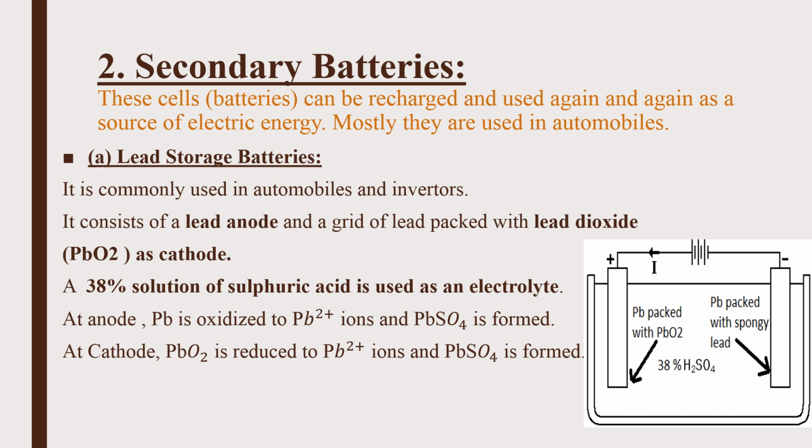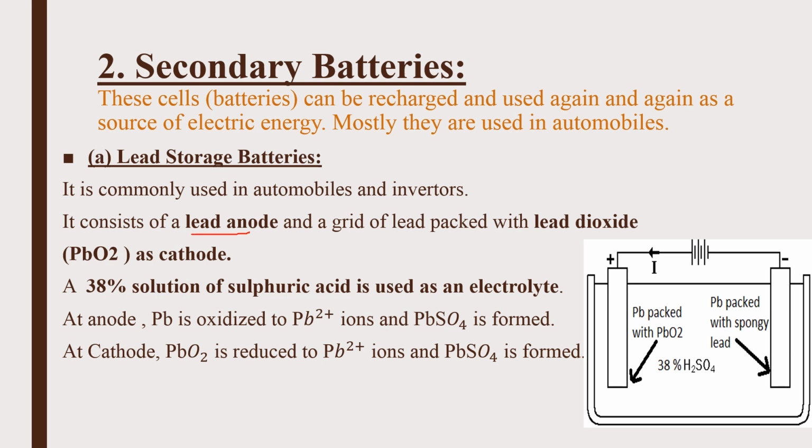Now come to the second type of batteries, that are secondary batteries. These batteries can be recharged and used again and again as a source of electrical energy. Mostly they are used in automobiles. So the first example of secondary batteries is the lead storage battery. It is commonly used in automobiles and inverters. It consists of a lead anode and a grid of lead packed with lead dioxide PbO2 as cathode.